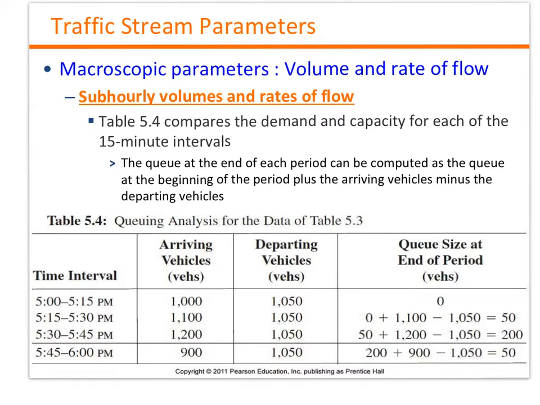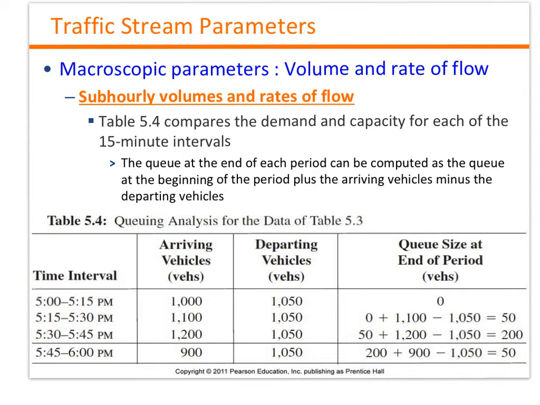So how are we gonna calculate the queue size now at the end of the third quarter? First of all, we have 50 vehicles accumulated from the previous 15 minutes. So that's 50, plus the 1200, which is the arriving vehicles at that 15 minutes, minus the capacity of the intersection at that 15 minutes. So it's 50 plus 1200 minus 1050, and that's gonna tell us that by the end of the third quarter, by 5:45, we will be having 200 vehicles accumulating.